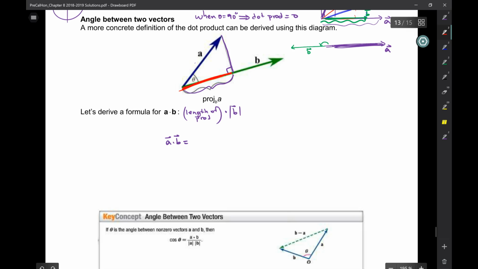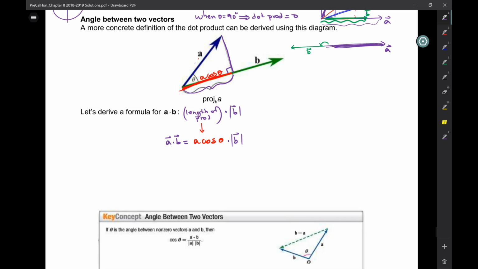Cosine. So cosine of theta is this over this, which means that red one is A cosine theta. Just like when we were doing the vector projections, the rectangular projections, it's A cosine theta. So if I want the length of the projection, then that's A cosine theta. And then I need the magnitude of B. For that, I'm just going to put magnitude of B because I could just find that.